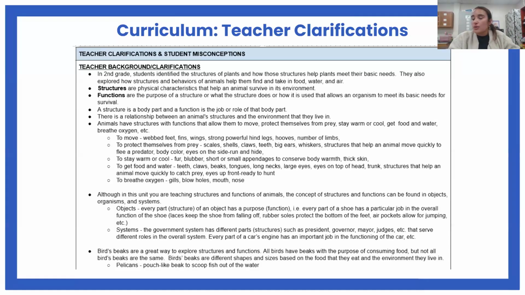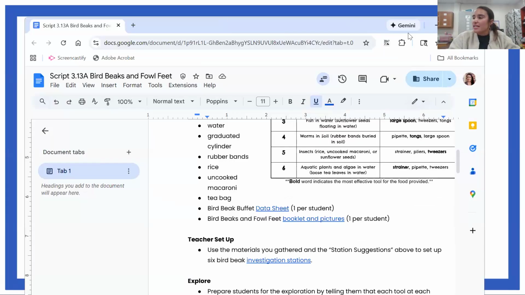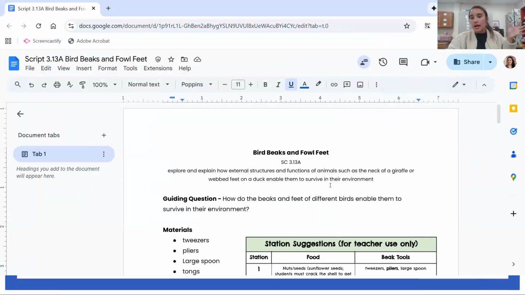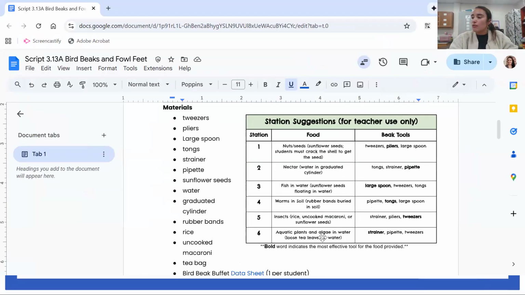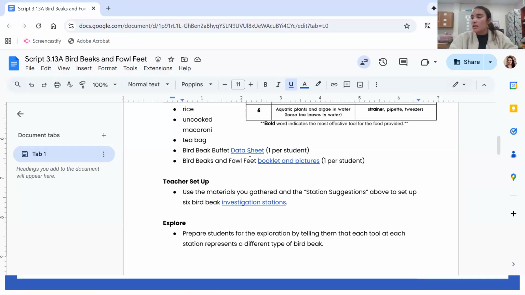I wanted to show you in your curriculum document, specific to the model lesson, you have this script. And so it goes over everything that we just did in the model lesson. It's going to give you an overview of the stations and what materials are at each station. The bird beak buffet data sheet is linked in there as well, along with the booklet with the pictures.